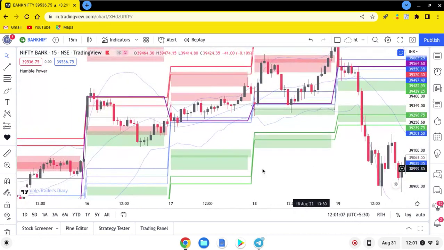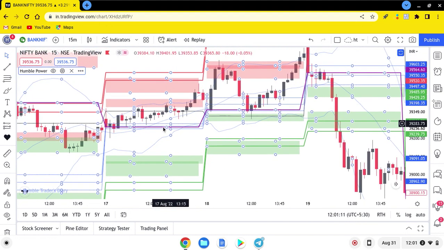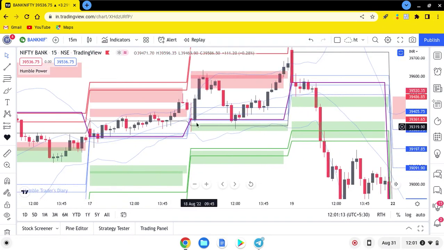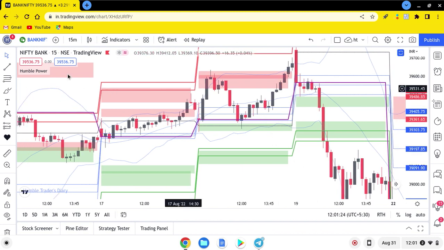Now watch this. This was a narrow CPR day, as you can see, but it didn't trend. So what happened the next day? All day long, the price came zone to zone and gave a very good trending movement, right? So that's how it happens.